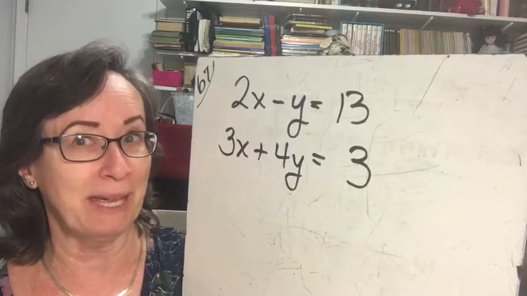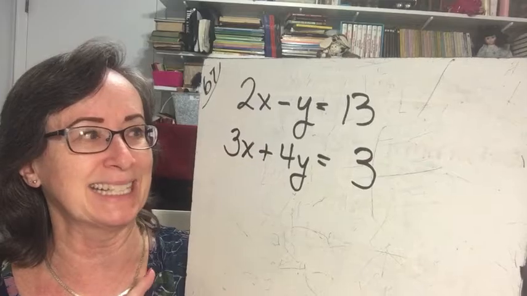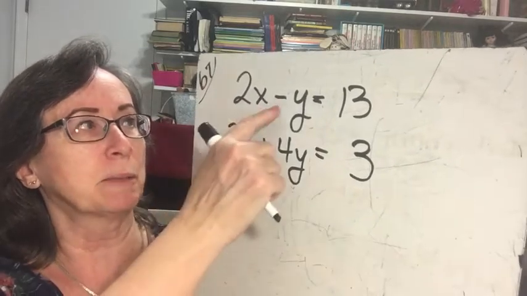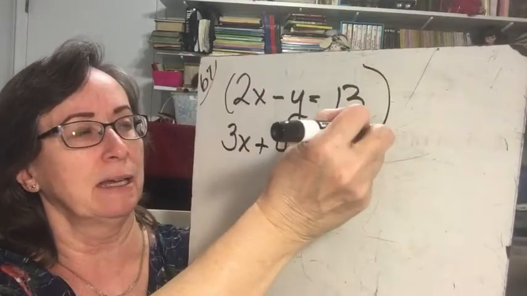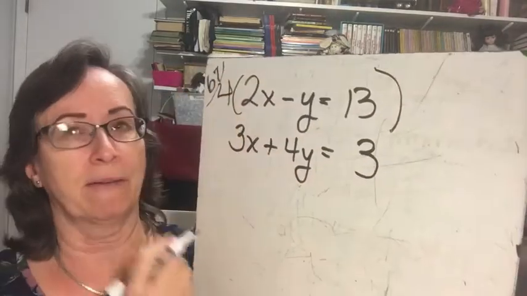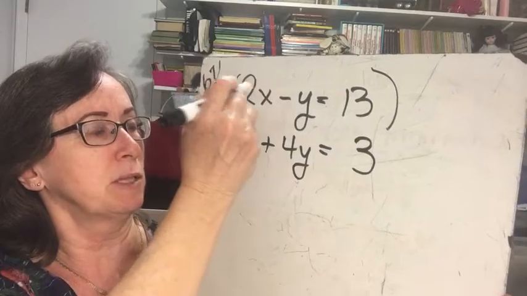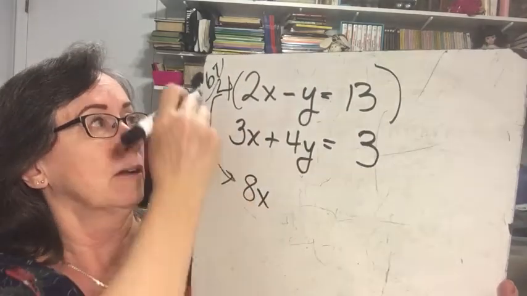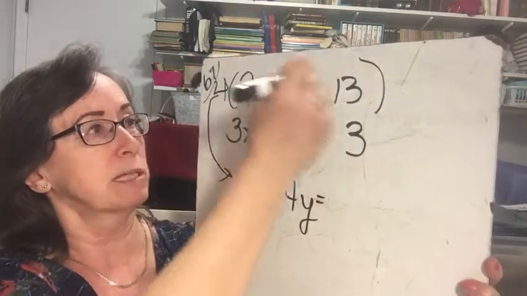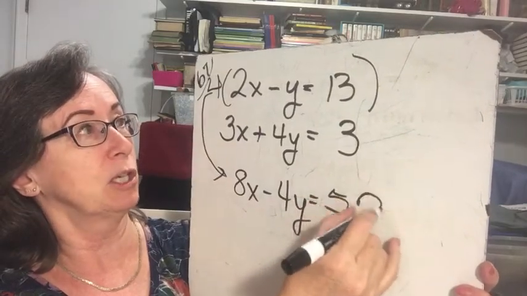But we can make them eliminate by saying, okay, what do I want to multiply by to get something to cancel out? Okay, now I'm going to multiply this top line by 4 all the way across. Okay, now just to make things easier, I'm going to take this and just stick it right down here. 4 times 2x is 8x. 4 times a negative y is a negative 4y. And 4 times a 13 is going to be a 52.